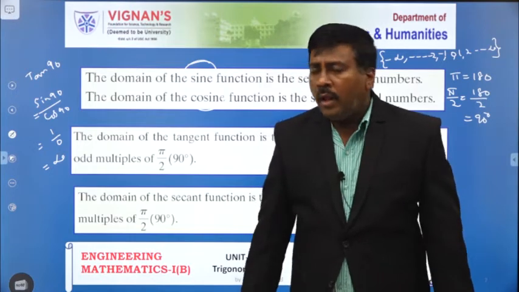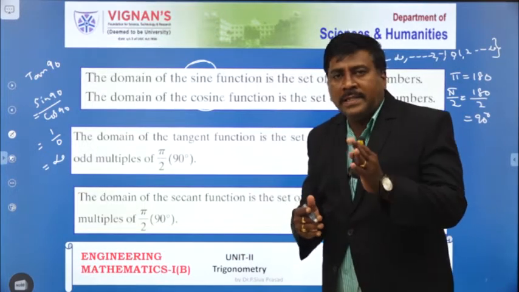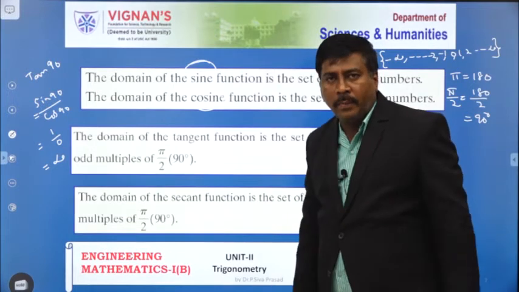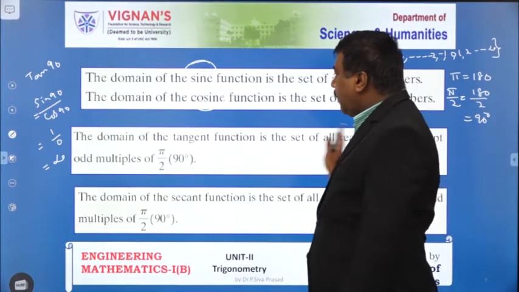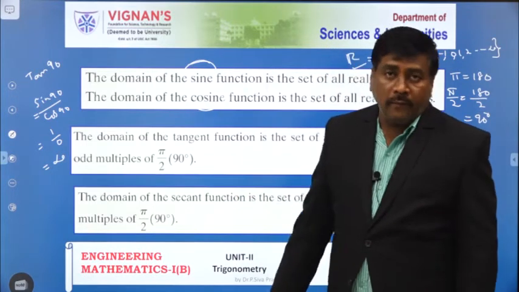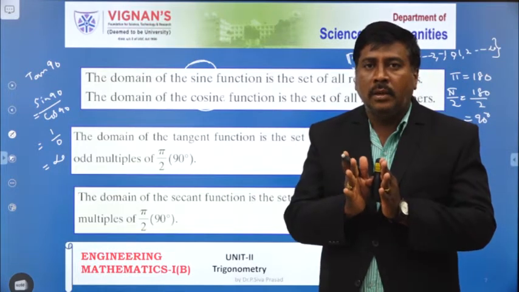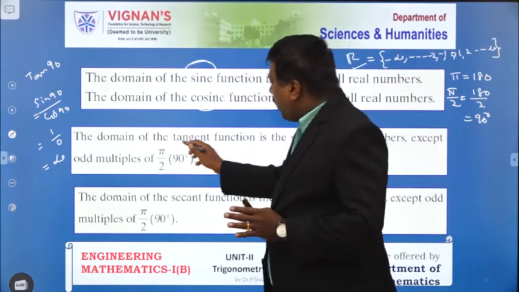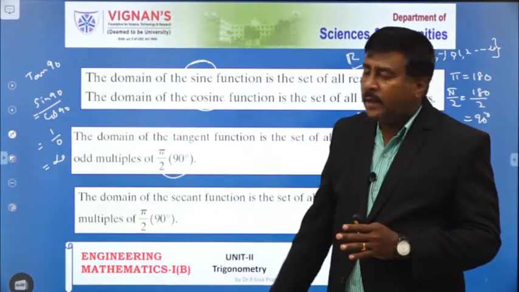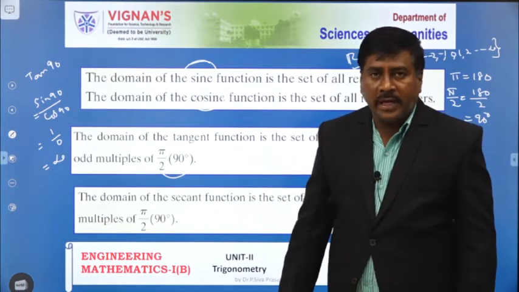Because here, except in the case of odd multiples, that means pi by 2, 3 pi by 2, 5 pi by 2, 7 pi by 2, whatever it may be, that is called the odd multiples of pi by 2. In all these cases, the tan value takes infinity. Because the domain set means only a finite set. Suppose the value you consider is the odd multiple of pi by 2, that is 90 degrees. Then we cannot fit the infinite set into the finite set.